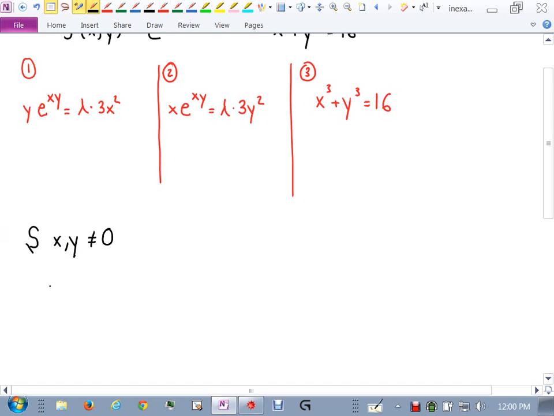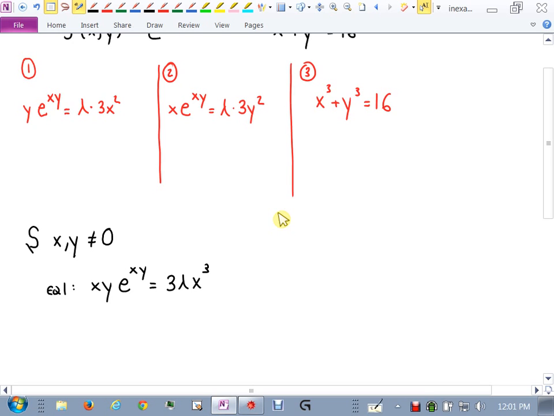Then my equation 1 is equal to xy e to the xy equals 3 lambda x cubed. So what happened there? I multiplied both sides by x. The only way I can multiply both sides of an equation by something is if I promise you it's not 0, which is why I had to say x can't be 0. So as long as x is not 0, I can multiply both sides of the equation by x.